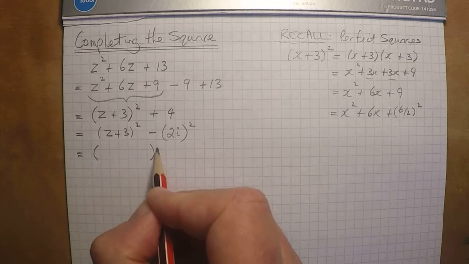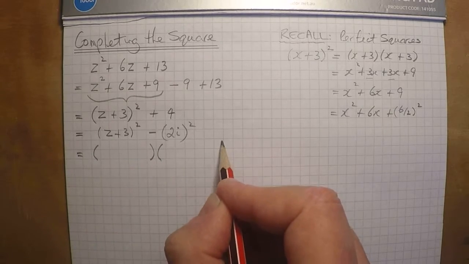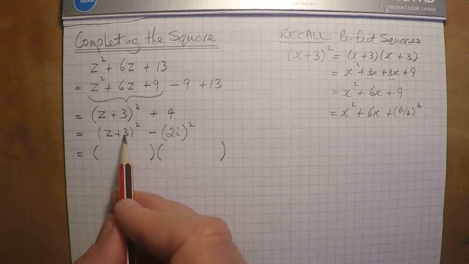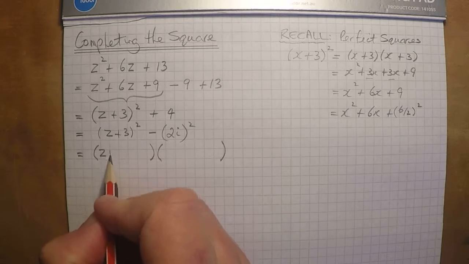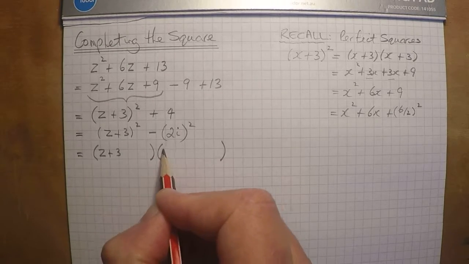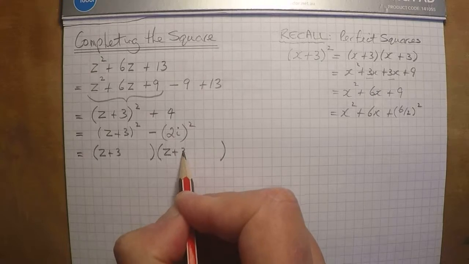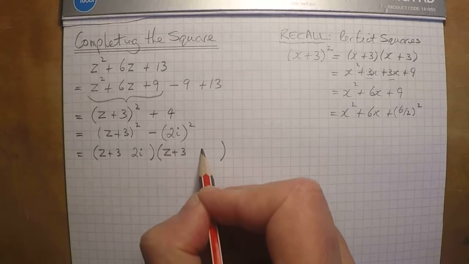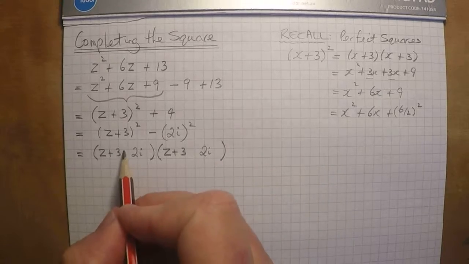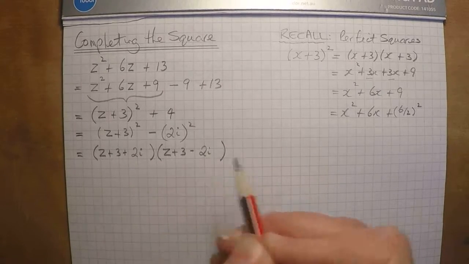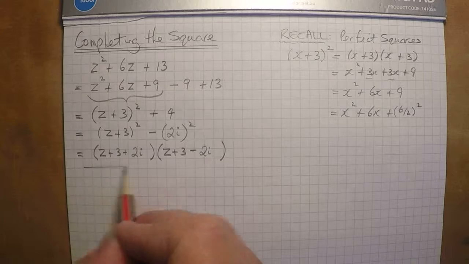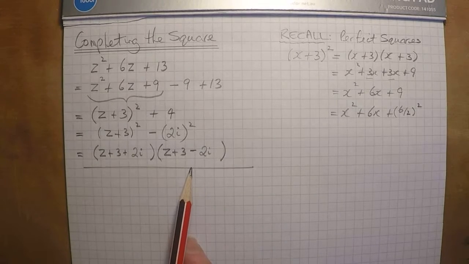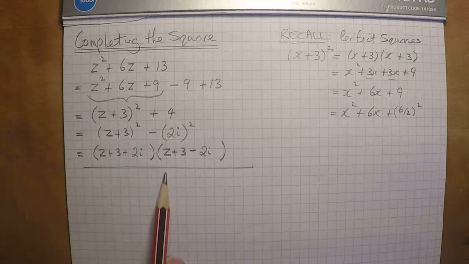So the pattern for difference of two squares, it will factorise. The first term, z plus 3, goes at the front of each of these. The second term, 2i, and then in the first one we add, in the second one we subtract. And that's how you factorise, by completing the square over the complex number system.